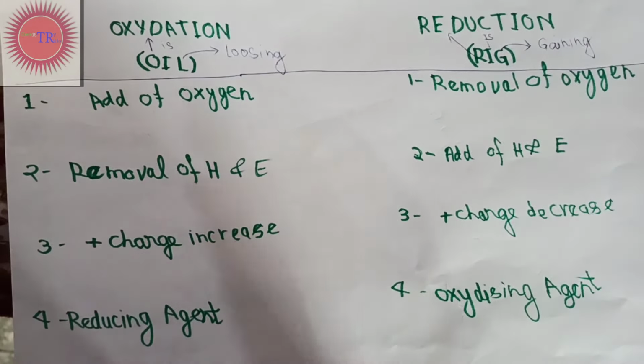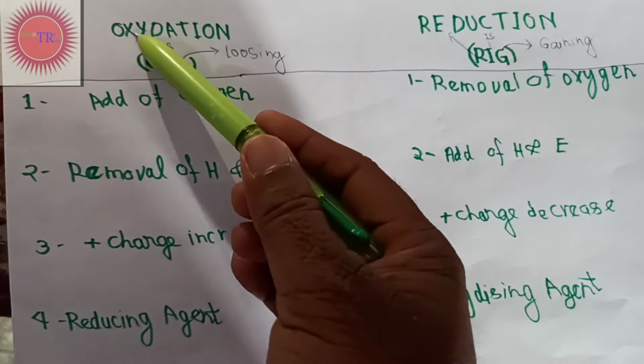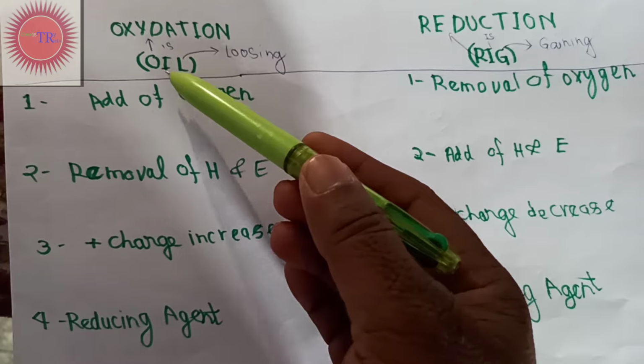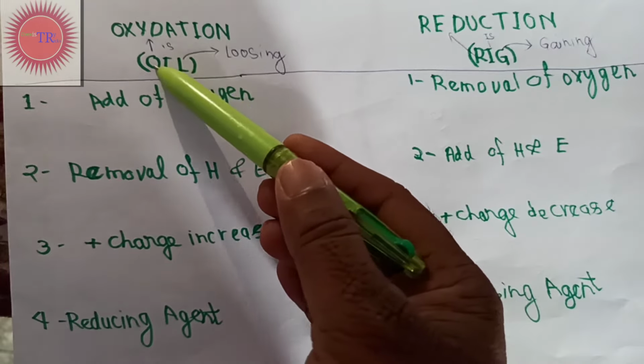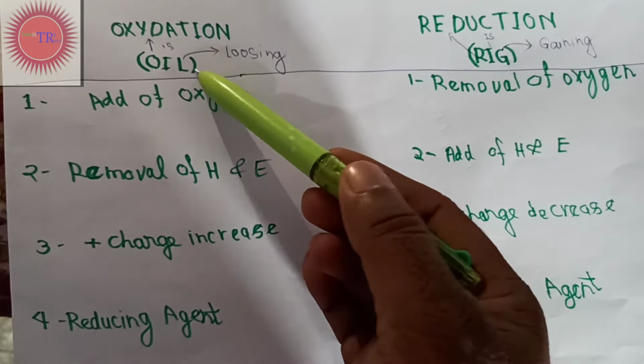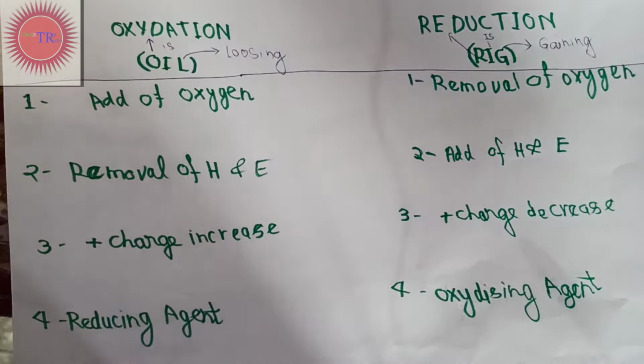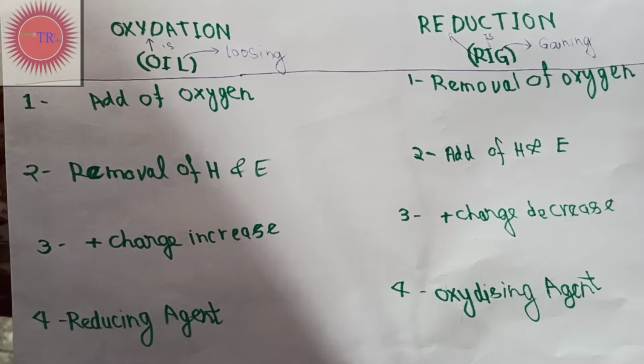There is also a simple trick to remember oxidation: OIL. O means oxidation, I means is, and L means losing. Remember OIL: oxidation is losing. What losing? Simply electron. If you understand that losing of electron is oxidation, then this is the complete definition of oxidation.